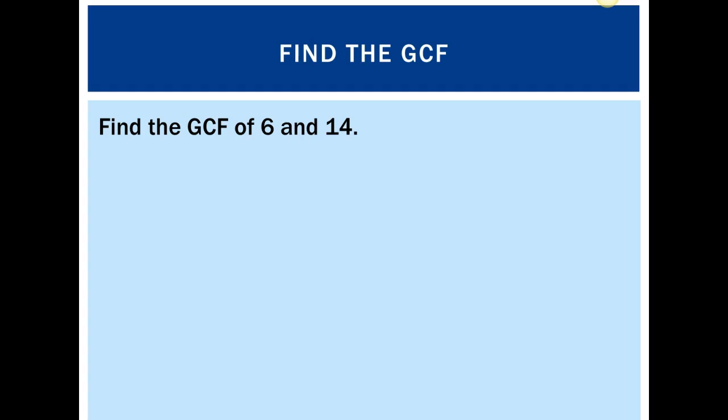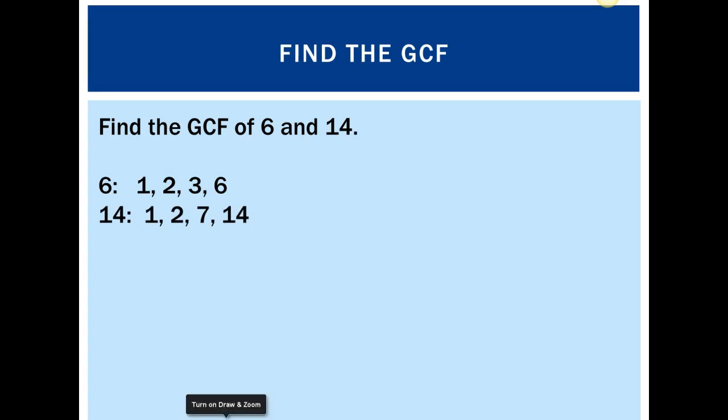of the numbers given. So the factors of 6 are 1, 2, 3, and 6. And the factors of 14 are 1, 2, 7, and 14. Next, we identify the common factors. They both have a 1 in common and a 2 in common. And the greatest of these common factors is 2, so the GCF is 2.